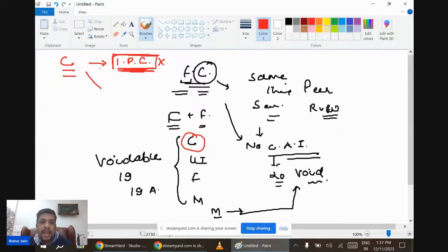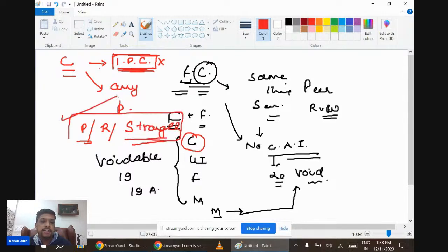Now, coercion can be done to any person. It may be the party to the contract, his relative, or even a stranger. Indian law is considering everything. This is a point of difference; there are two points of difference in the concept of English law. In English law they say it must be an offense under any law, then it is coercion. But they say the coercion must be done to the party to the contract himself or a near relative. They are not considering strangers.